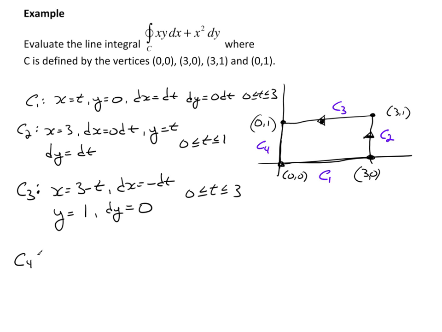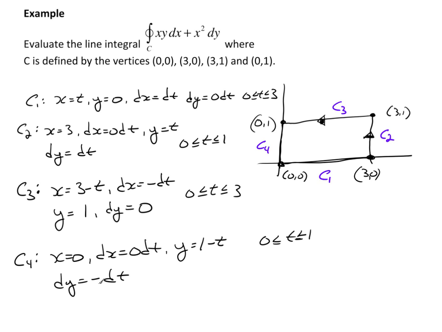This last part, C4, when I traverse this piece, x is going to be equal to 0. Obviously, then dx will be 0 dt. And y is going to be equal to 1 minus t if I let t go from 0 to 1. So dy is going to equal negative dt. Now I have all the pieces that I need.